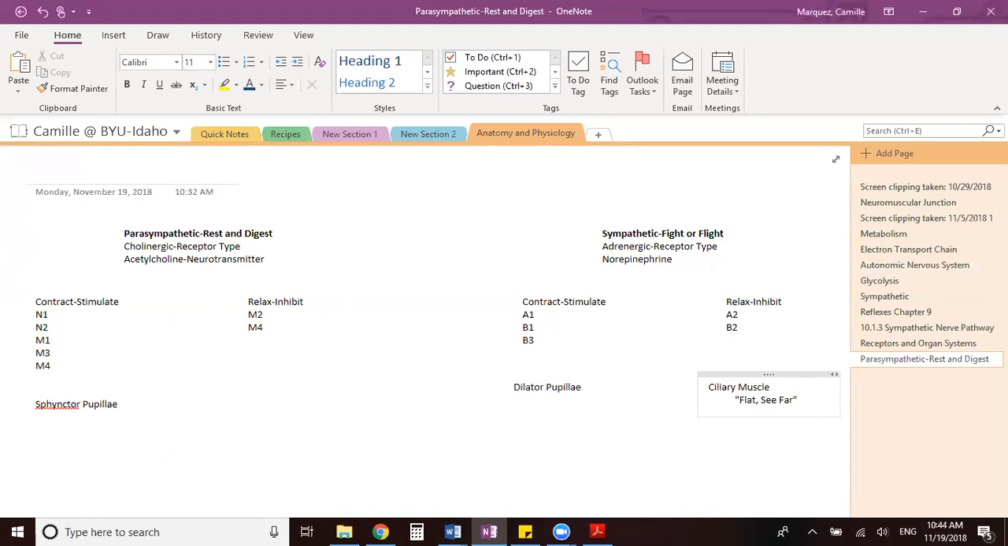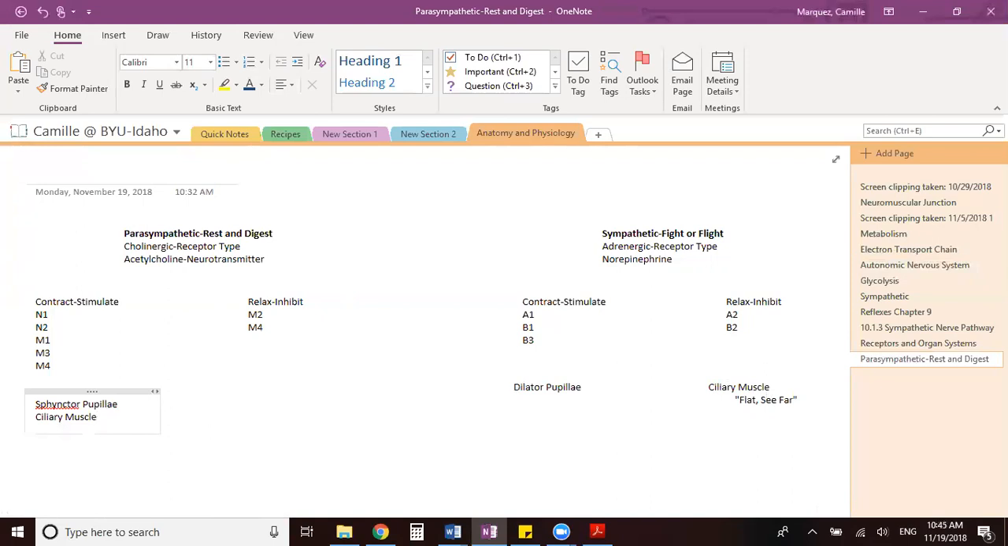In a parasympathetic response, we're going to want to see a lot closer. I don't really need to see very far. If all I need to do is put my fork in my mouth, I just need to see really close. So I'm going to make my lens thicker. And to do that, I'm going to contract my ciliary muscle. I'm going to contract it in this parasympathetic response. So those are the three muscles for the eye you need to know.